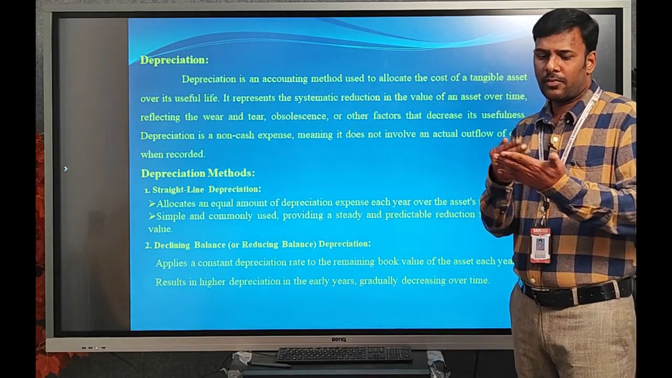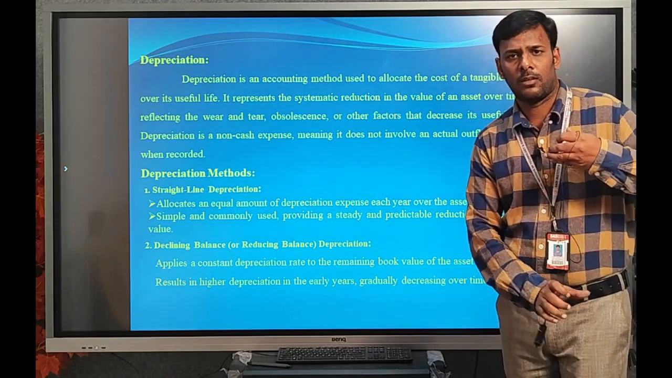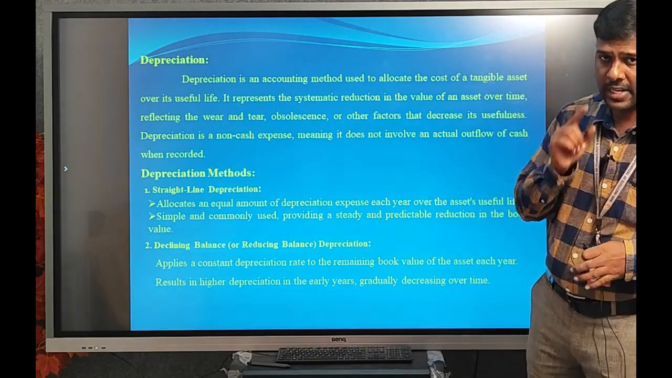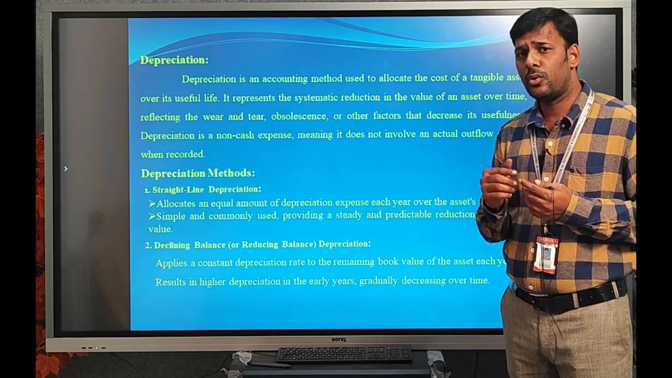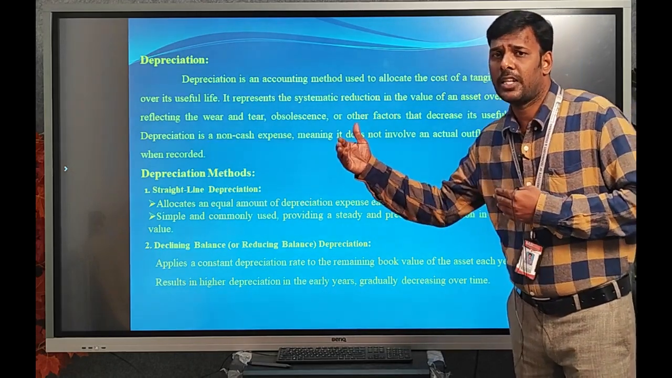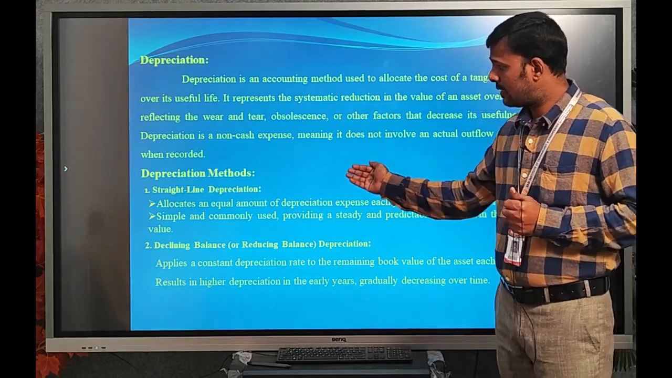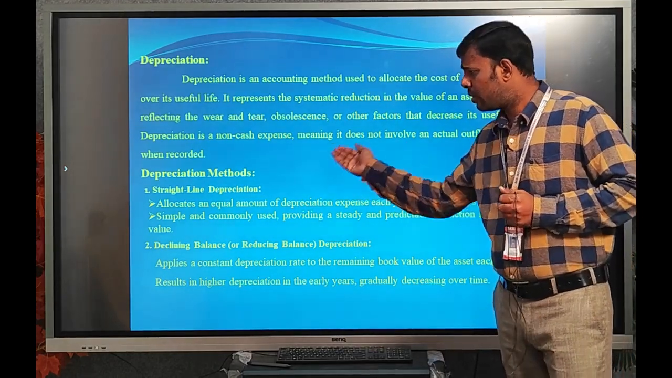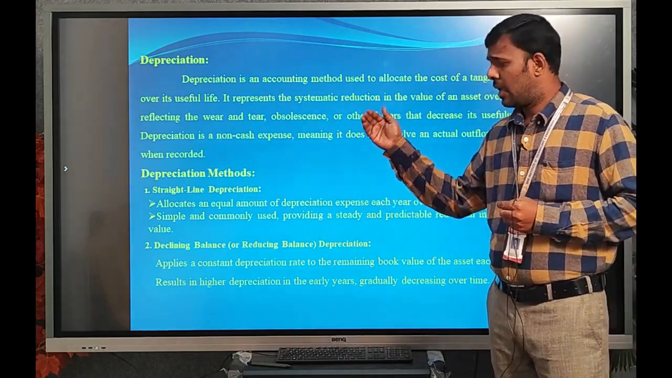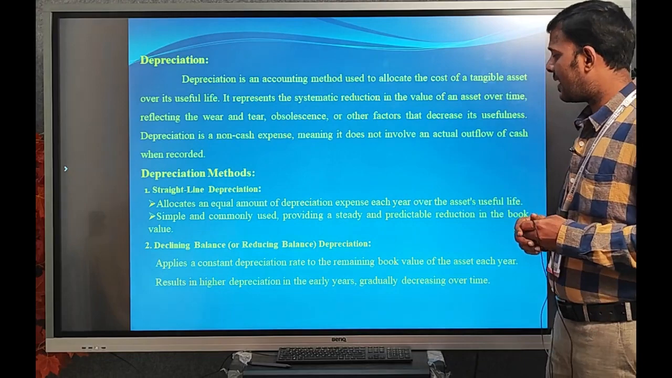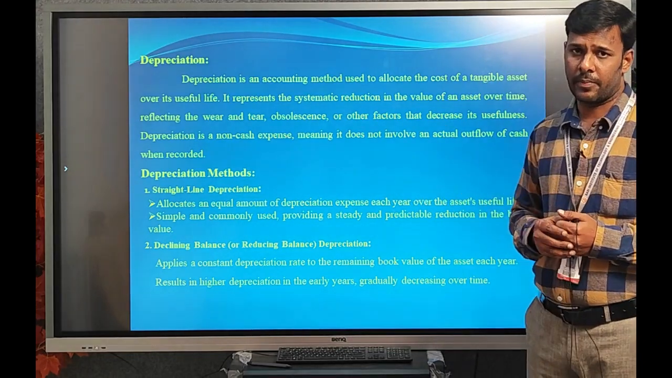So in the straight line method, for every 1 year, 10% of the depreciation value, that is 10,000, will continue for 10 years, and then the 1 lakh will be finished. This is a very simple method to calculate depreciation. And the second one is the declining balance method, or reducing balance depreciation method.